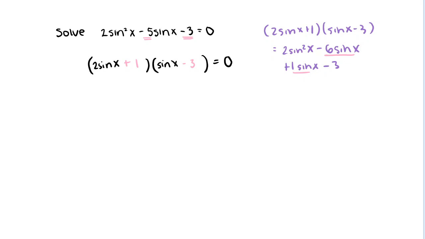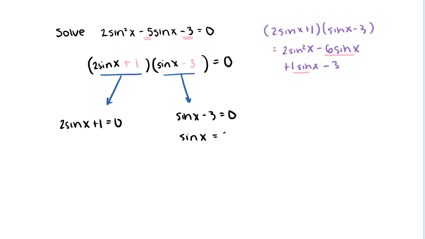Okay, so we factored out this left-hand side, and now we get solutions whenever the factors themselves are 0. And so that happens when sine of x plus 1 is equal to 0, and when sine of x minus 3 is equal to 0. Let's start with the second equation. I can add 3 to both sides to get sine of x is equal to 3.